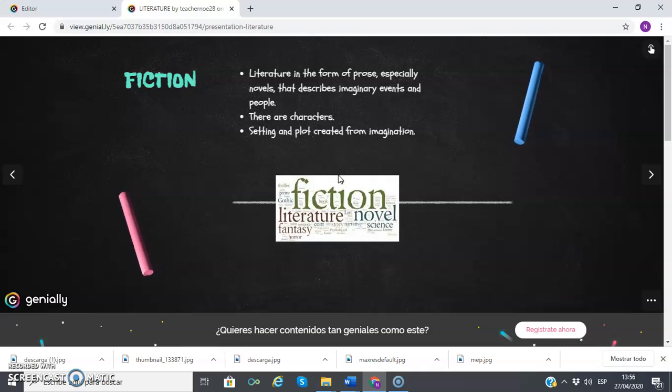So fiction, it means literature in the form of prose, especially novels that describe imaginary events and people. There are characters. Characters are people who play a role. Personajes. Setting and plot are created from imagination. Son creadas de la imaginación. Setting is the place and time of the novel. We can see the picture. It says fiction literature, novel, fantasy, science.